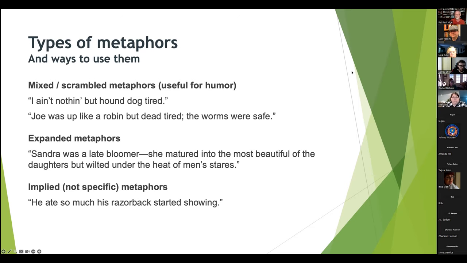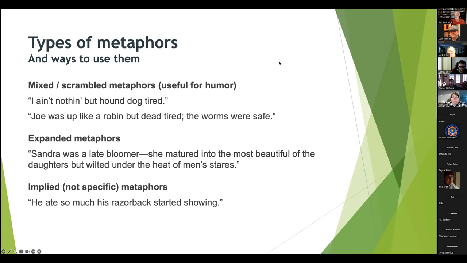The second one, I think, is a little more fun. Joe was up like a robin, but dead tired. The worms were safe. So you can see that that's just a case of where you're mixing the metaphors and scrambling them up a bit.